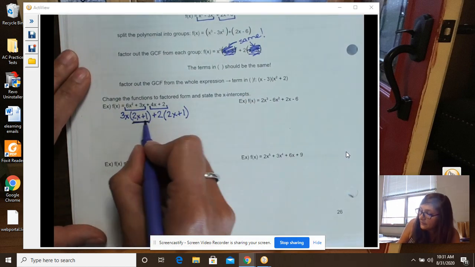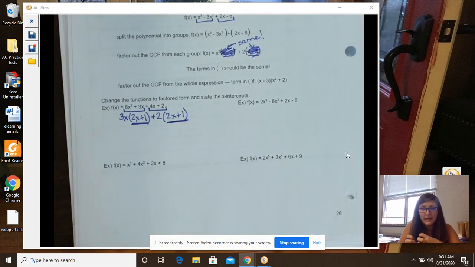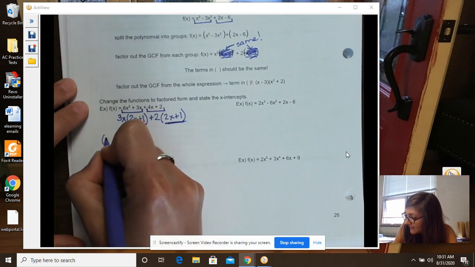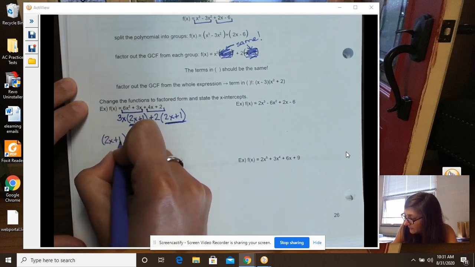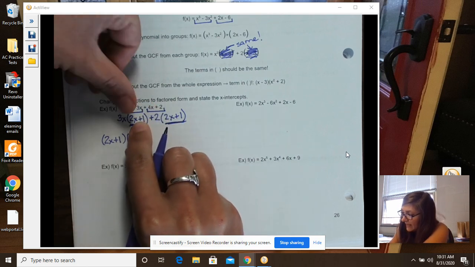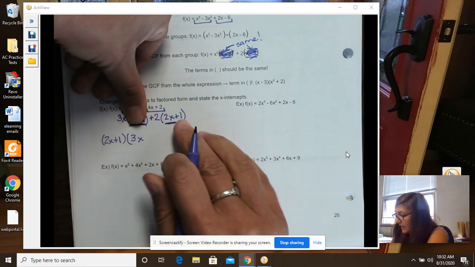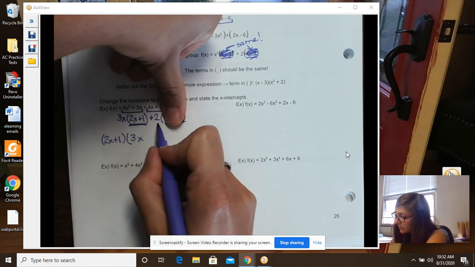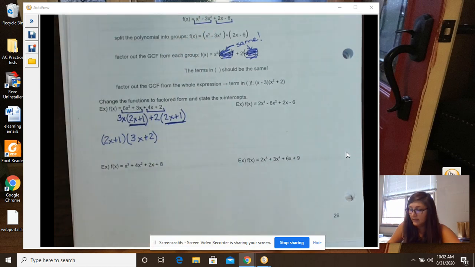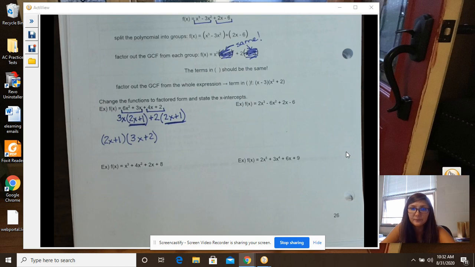Notice my stuff in parentheses is the same. So now I get to pull that thing out as my GCF. So that stuff in parentheses is my GCF, that 2x plus 1. And left over, when I factor 2x plus 1 out of here, I'm left with 3x. And when I factor 2x plus 1 out of the second term, I'm left with a positive 2. So that is now factored using that grouping method.